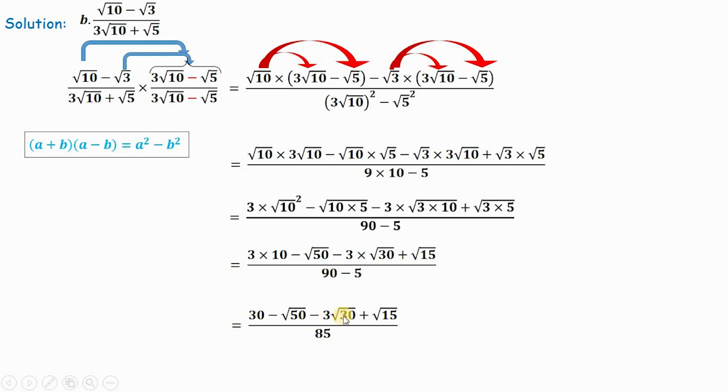Now here we cannot take anything common from the numerator and the denominator, so we cannot cancel anything over here.